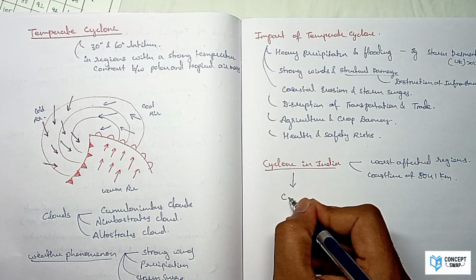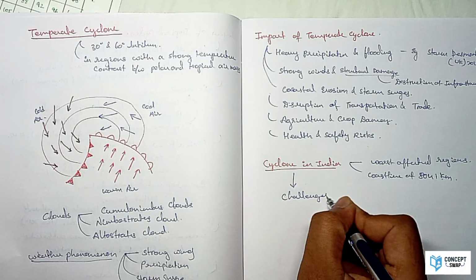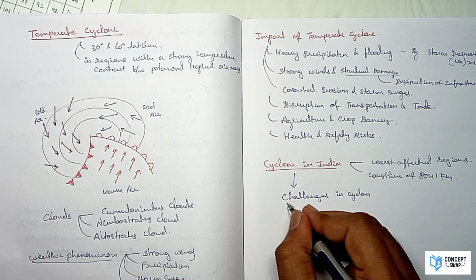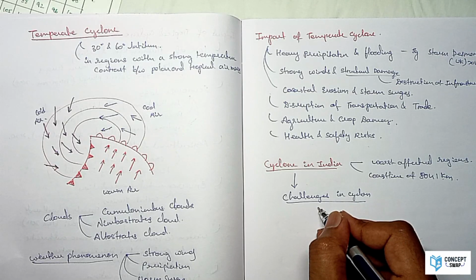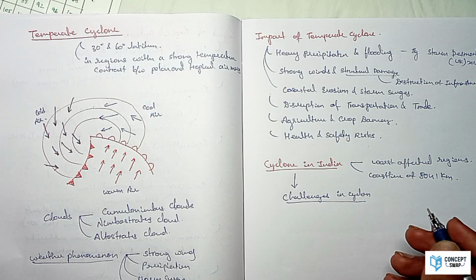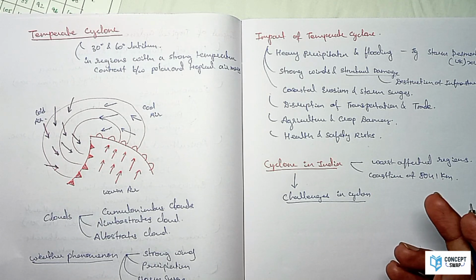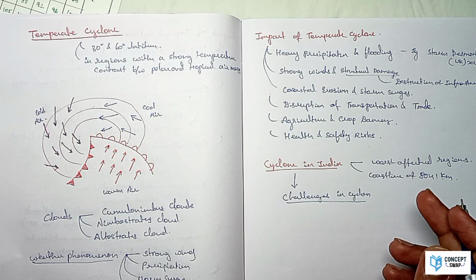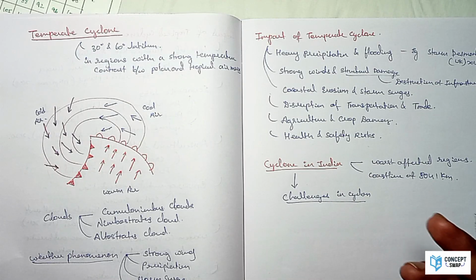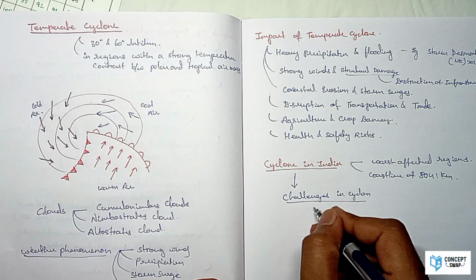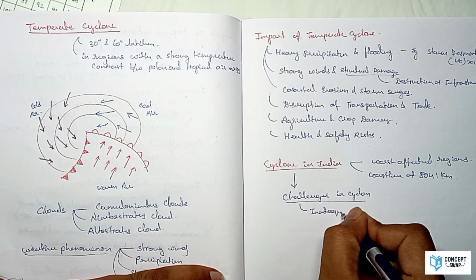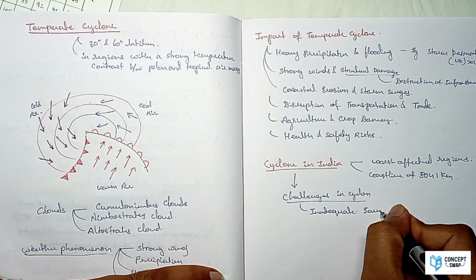What are the most important challenges in cyclone? Inadequate early warning system. There is no proper EWS. An inadequate early warning system disrupts preparedness, and gaps persist in timely dissemination and last mile connectivity of warnings. That is the most important challenge, inadequate early warning.